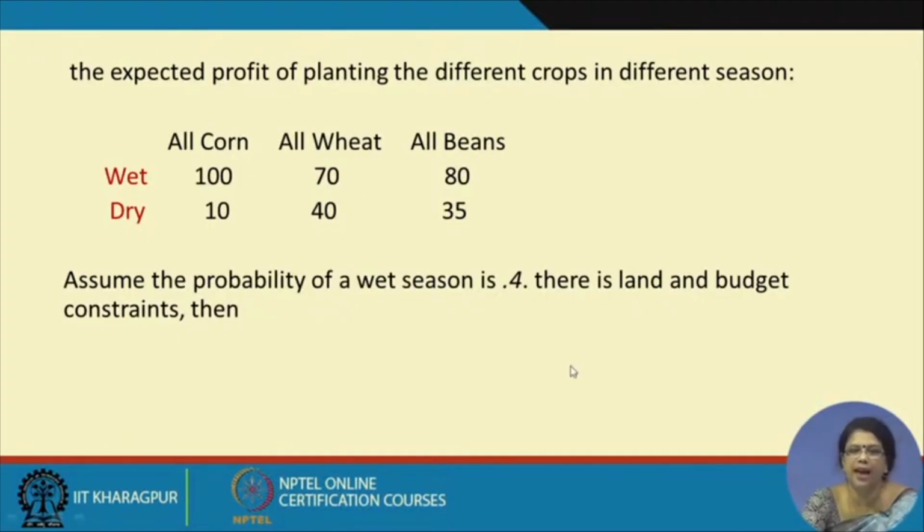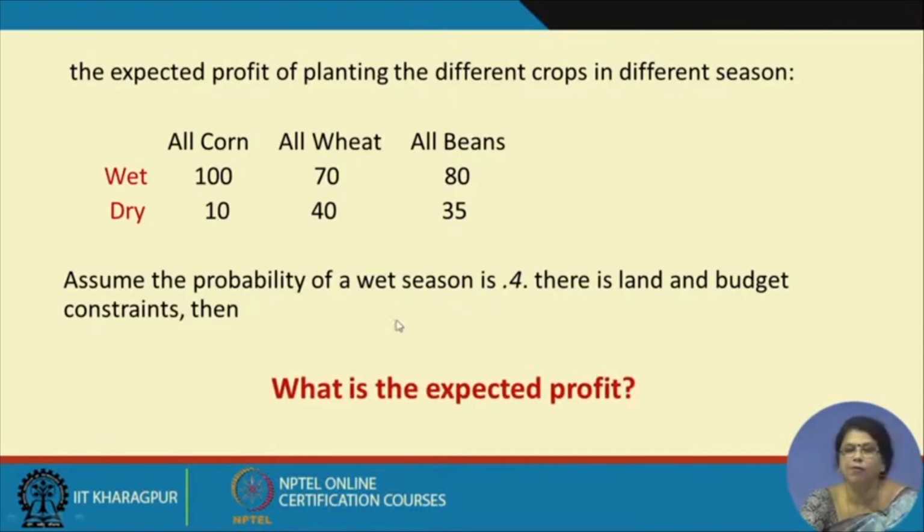Now, if we have the land constraint and the budget constraint, and we ask what the expected profit is, it may happen that instead of having a probability value, we have a probability distribution. That is how to handle it in a stochastic programming problem.